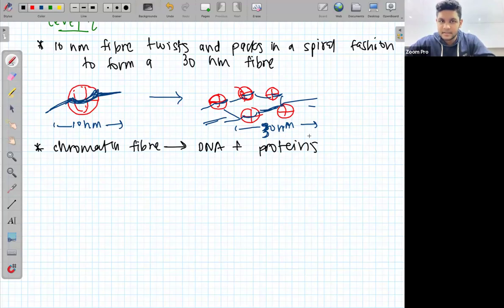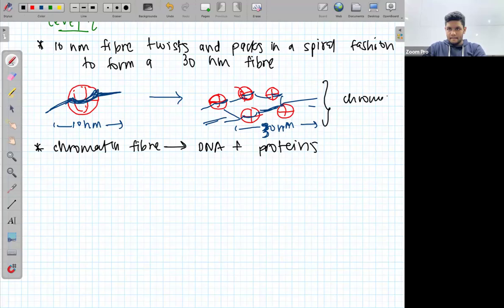Is it clear? Now this is the chromatin fiber, the 30 nanometer one, not this. The 10 nanometer nucleosomes will be collected to form a 30 nanometer fiber. So this is the one that is called a chromatin fiber. Is it clear? If it is clear, quickly mention it in the chat.